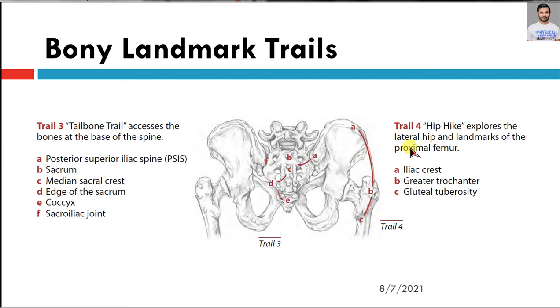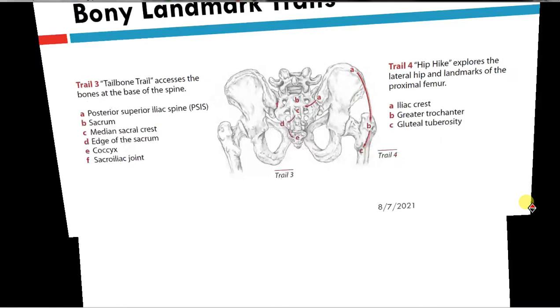And then on the trail 4 you can see the iliac crest, the greater tuberosity or trochanter, and the lesser tuberosity.